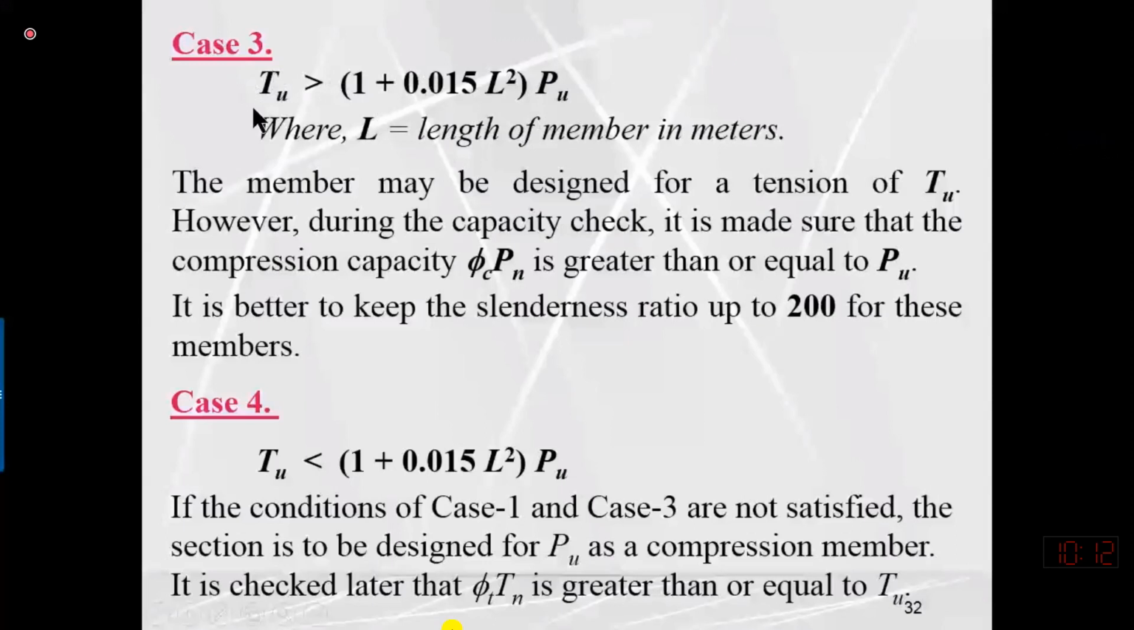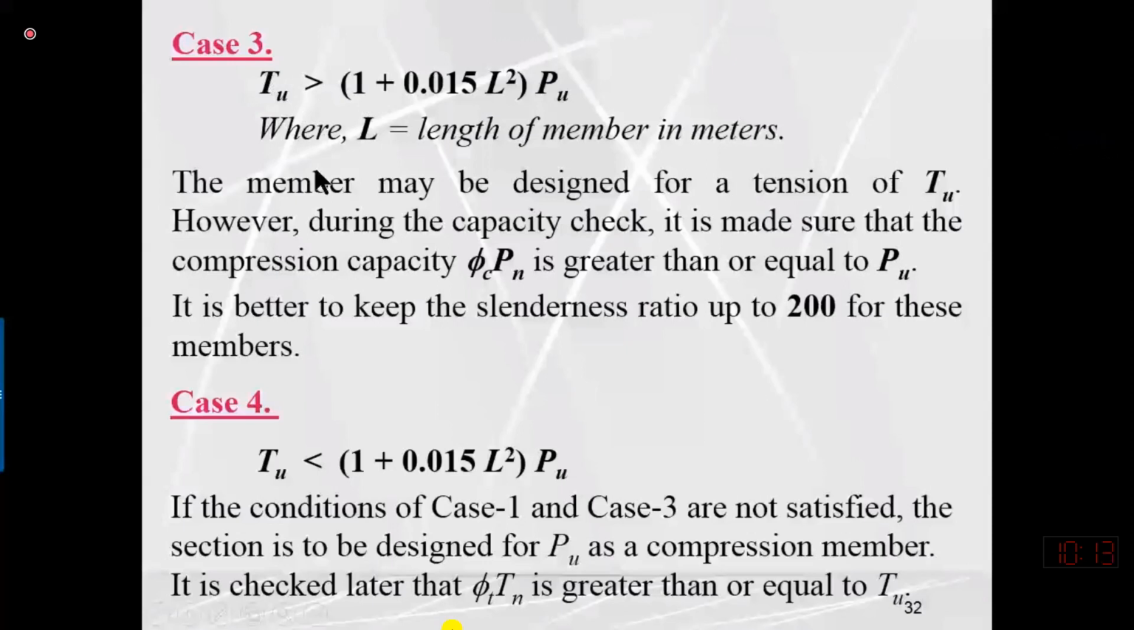In this equation, length is in meter. L is the length of the member in meter. If the left side is larger, meaning the factored tensile forces are larger than this right hand side, then this member will be designed for factored tensile force. This member will be designed as a tension member, but later on we will check the capacity for compression.